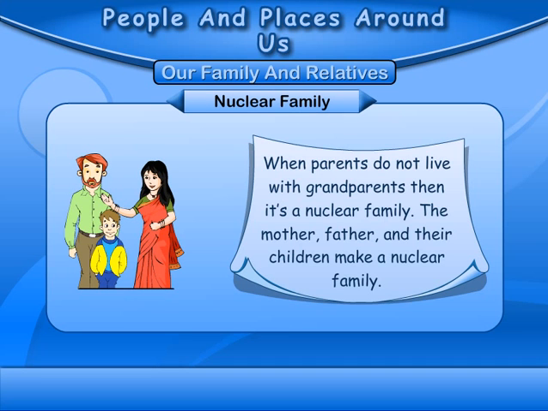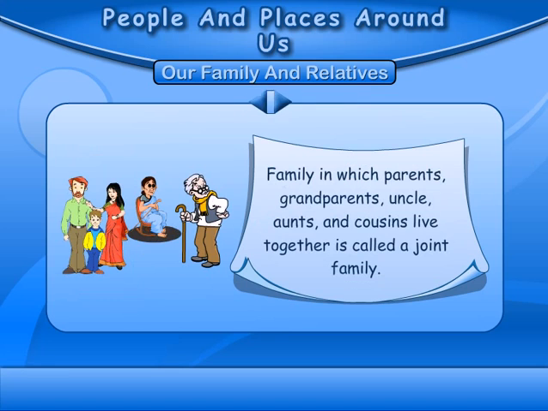Nuclear family. When parents do not live with grandparents, then it's a nuclear family. The mother, father, and their children make a nuclear family. Joint family. A family in which parents, grandparents, uncle, aunt, and cousins live together is called a joint family.